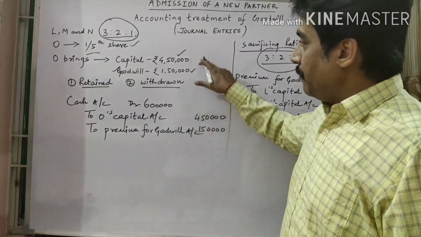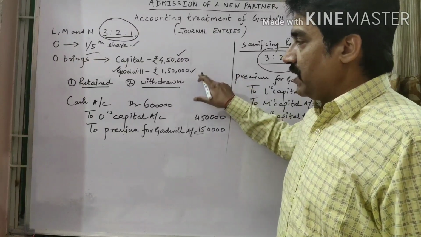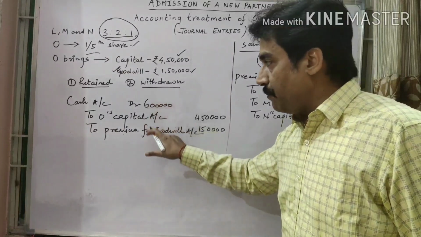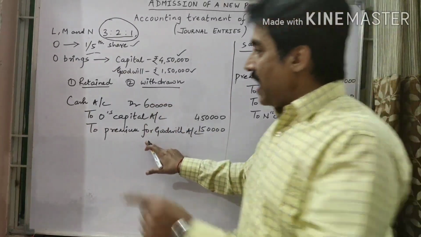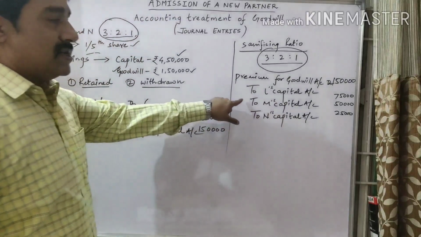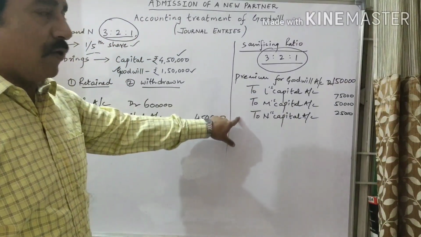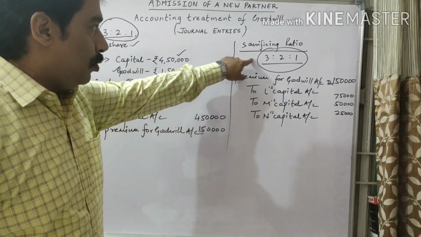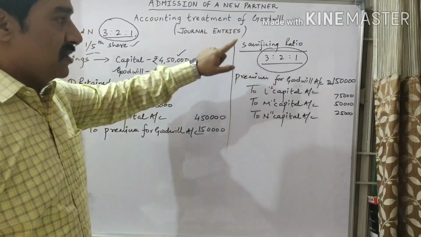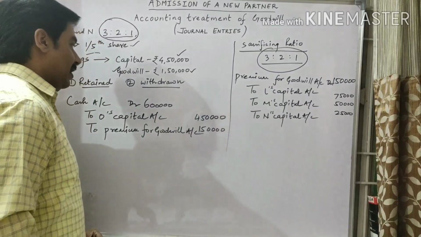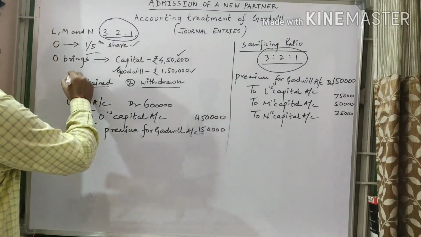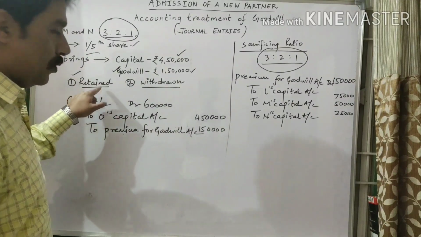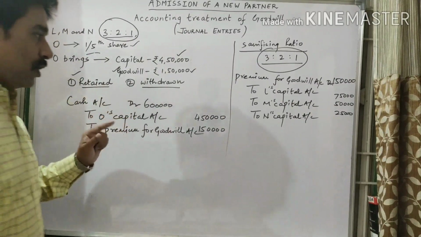Okay, so this information is enough, that the new partner has brought capital and he has brought his share of goodwill. You will pass the entry for bringing capital and premium for goodwill, and then you will automatically pass this entry for distribution of premium for goodwill amongst the sacrificing partners. And for that matter, you know that you will always require the sacrificing ratio. Okay, now we have to take care of this, that if the partners have decided that the premium for goodwill will be retained in the business, what do you need to do?